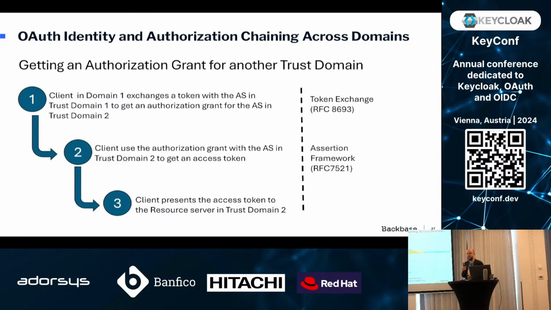This document has already been adopted by the working group, and we are waiting for it to become an RFC. There is a complementary draft that describes the format of the intermediary token called ID-JAG, identity assertion JWT authorization grant, which is also a draft now. So this is how it looks.